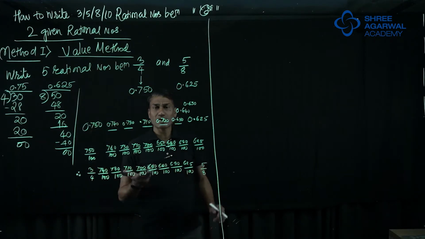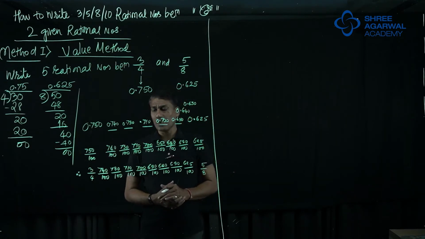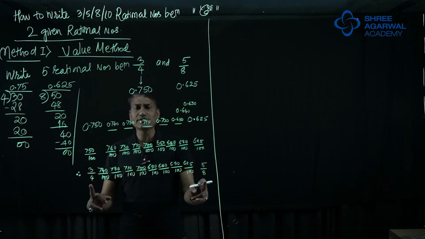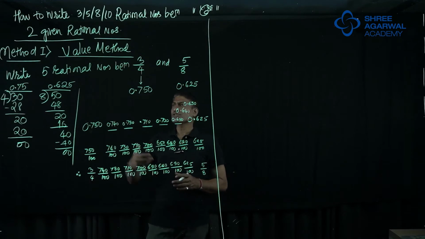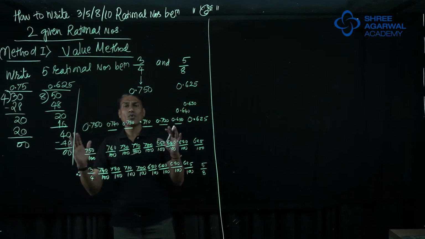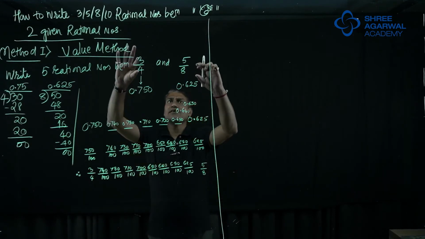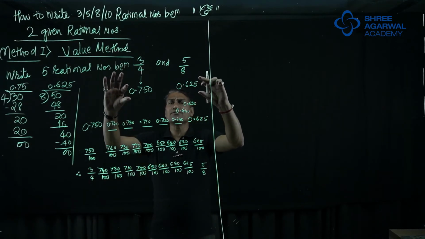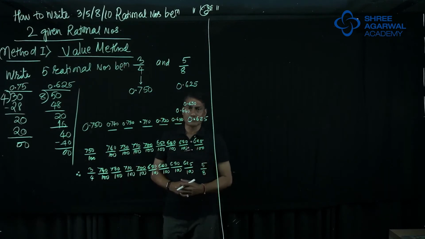We wrote 7, you can write 10, you can write 15 numbers, as many numbers you can write. How many numbers are there, by the way, between these two rational numbers? Infinite numbers are there. So this is the first method called value method. Using values of the given rational numbers, finding the values, we can find the numbers and we can convert them into P upon Q form.